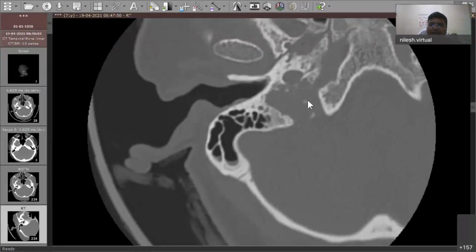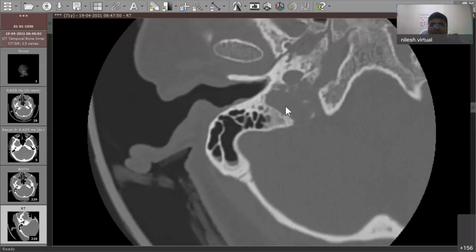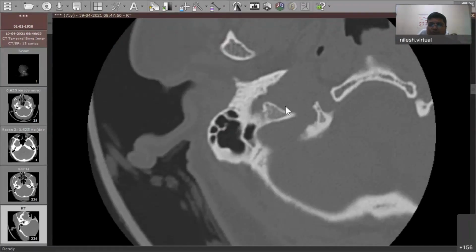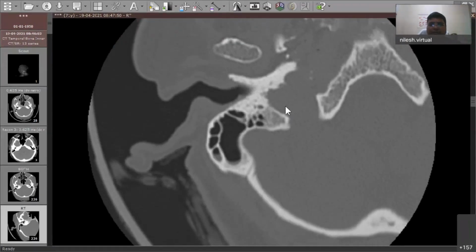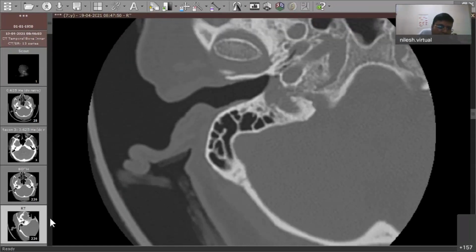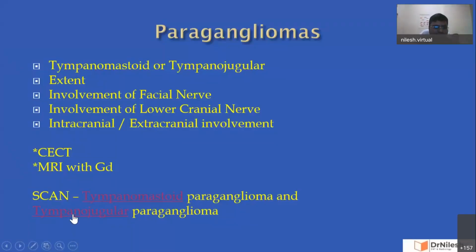So this is the moth-eaten appearance of the jugular foramen. Second, sometimes you will not see these areas of whitish moth-eaten appearance. You will see just the jugulocarotid septum eroded. That is called Phelps sign. So this is the moth-eaten appearance of the jugular foramen. It is a characteristic feature of the tympanojugular paraganglioma.